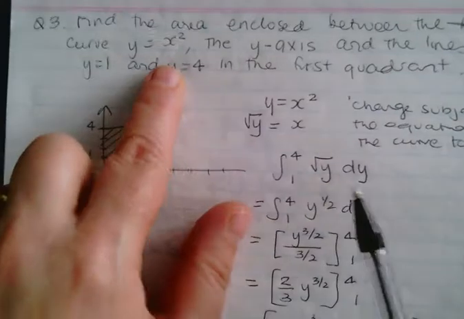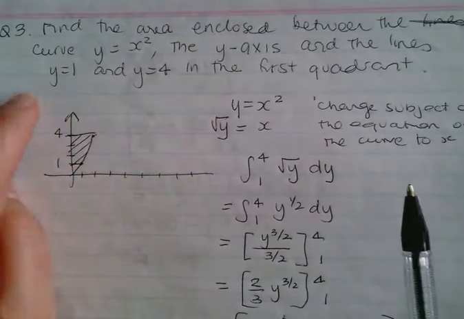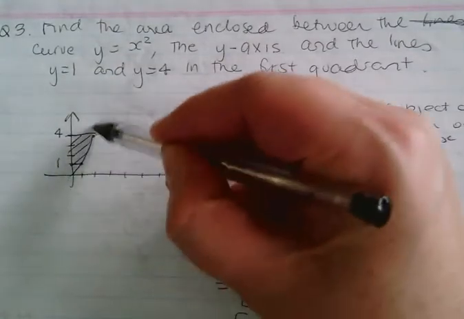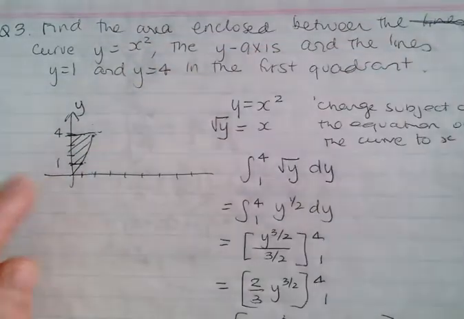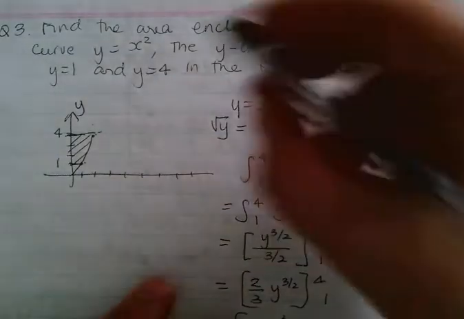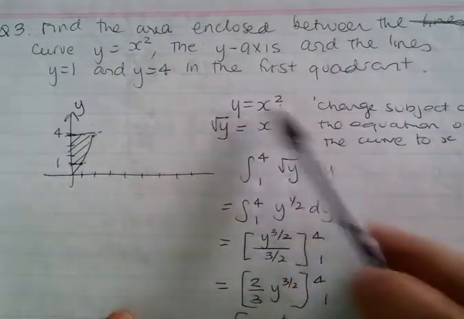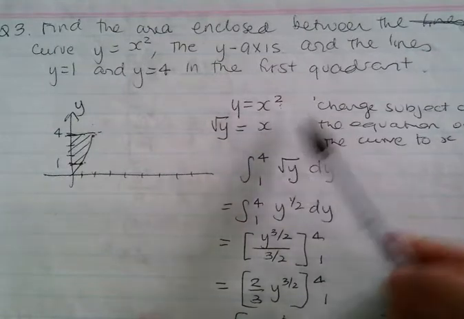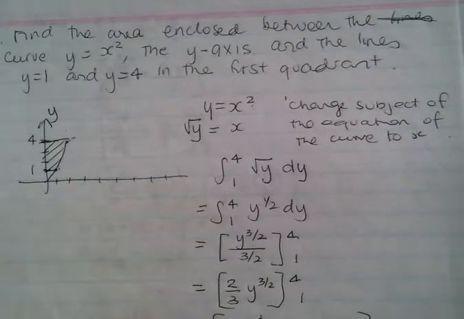But this question here is a bit different. Find the area enclosed between the curve y equals x squared, we know looks like that, the y-axis, which is here, and again the lines y equals 1 and y equals 4 in the first quadrant. Now, this is y equals x squared. This is not x as a function of y. I have to square root both sides. I have to change the subject of the formula to x.